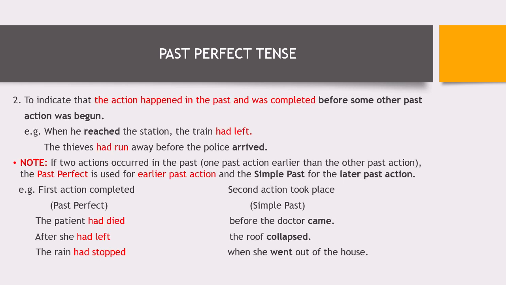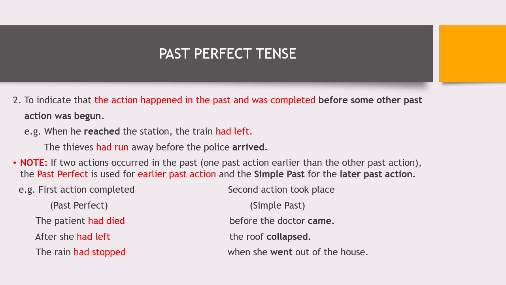Past perfect tense. 2. The past perfect tense indicates that the action happened in the past and was completed before some other past action was begun. For example, when he reached the station, the train had left. The thieves had run away before the police arrived. Note: if two actions occurred in the past, one earlier than the other, the past perfect is used for the earlier past action, and the simple past for the later past action.